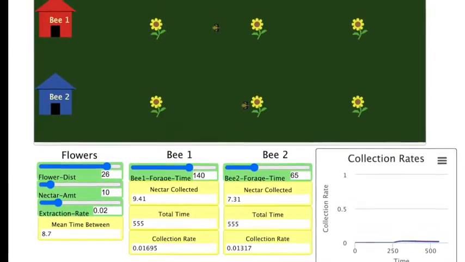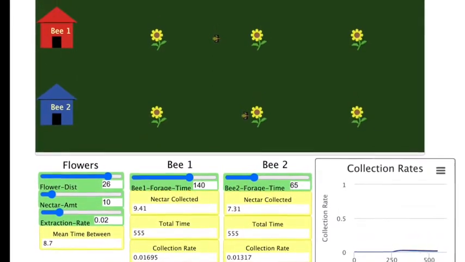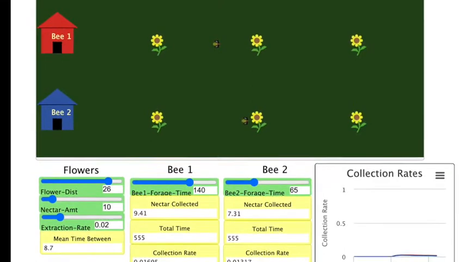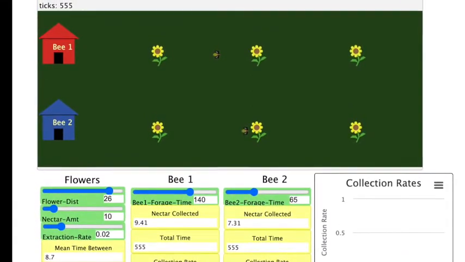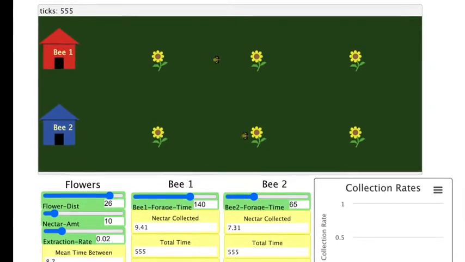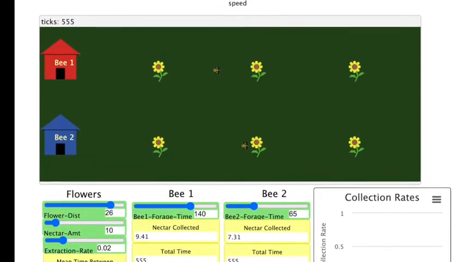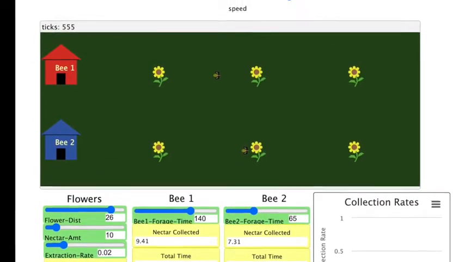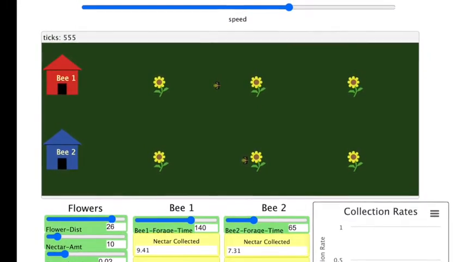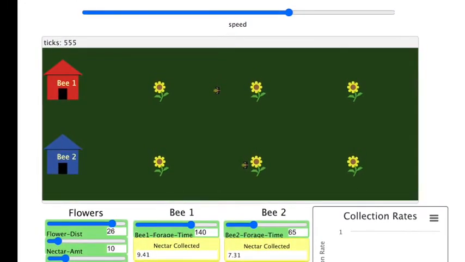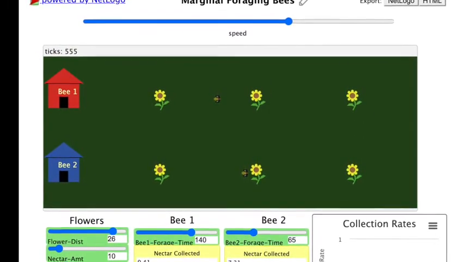You are able to change how far or near you want the flowers. The model collects the total nectar taken and gives a rate of the nectar collected. For my first manipulation, I increased the flower distance to 26, B1 forage time to 140, while B2 forage time to 65. I also changed the nectar amount to 10 and the extraction rate to 0.02.